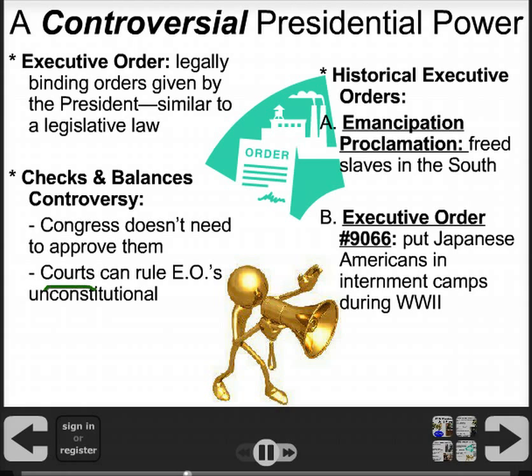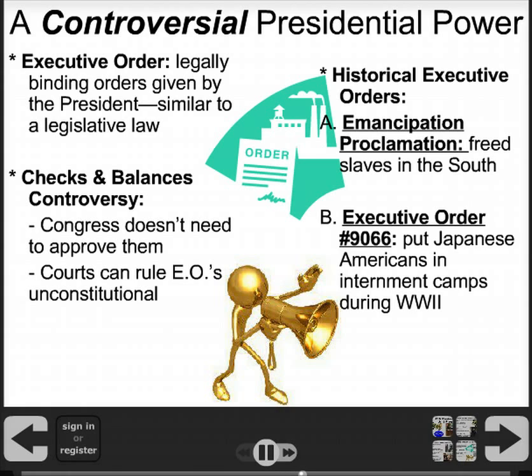Courts, well, we're going to talk about courts in the next unit, have the ability to declare executive orders unconstitutional. However, that doesn't happen very often. But executive orders can be checked. Now, you might be thinking, okay, they're really bad. They make the president look like a king. Well, executive orders can be a positive tool for the president.